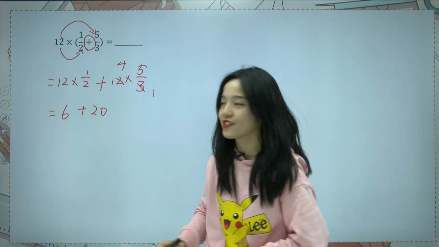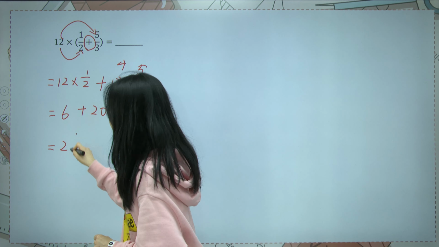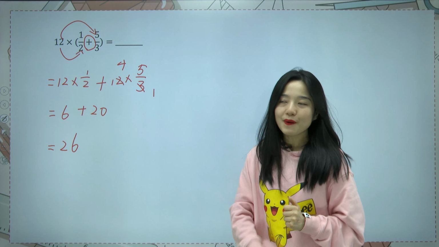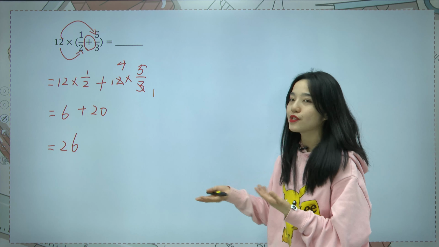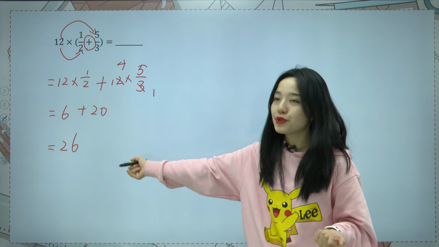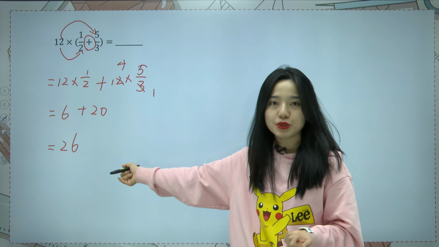And now, half of 12 is 6. And 12 multiplied by 5/3, we can cancel 3 out and we will get 4 left over. And 4 times 5 equals 20. Finally, you just need to add 20 and 6 together. It's quite simple now. It's 26. Okay, so you see, as long as you use the distributive law here, finally you just need to do a simple addition. It's quite easy, right? So remember to use it well.